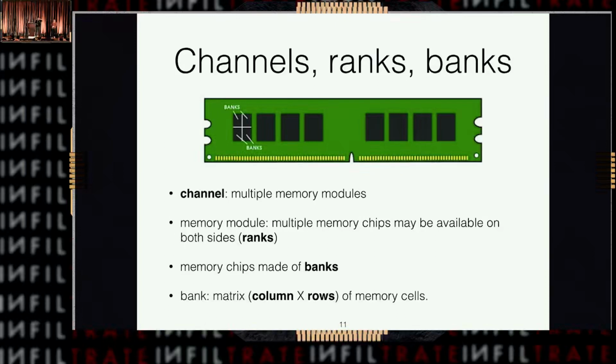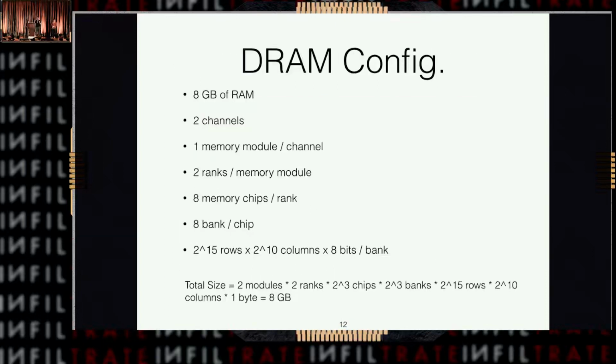So we have 8 GB of RAM, we have a dual channel configuration, which means that we have one memory module per channel. Our memory modules have memory chips on both sides, so we have 2 ranks per memory module. Then each side has 8 memory chips, and a memory chip is made of 8 banks, and finally a bank is made of 2^15 rows and 2^10 columns. And we can simply compute the total size of the available memory by multiplying the number of modules, ranks, chips, banks, and so on.